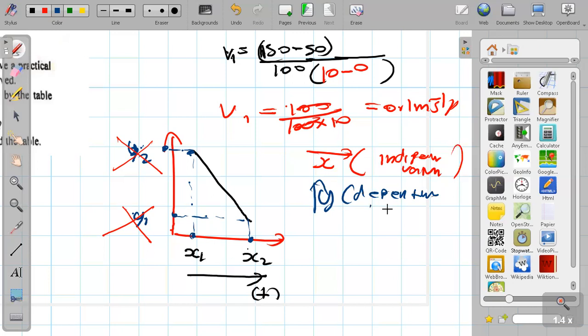Dependent variable. Dependent means it is exactly depending on this one. So x1 will determine what y1 is. What is just above it? X1 will determine y1. So here it is y1. Y has no independent choices. All the choices are made by x2. So x2 will determine y2.